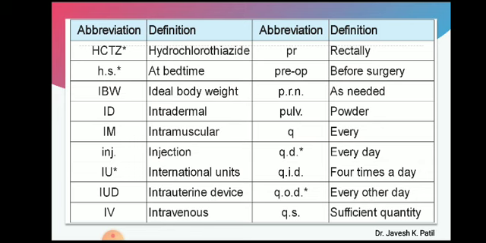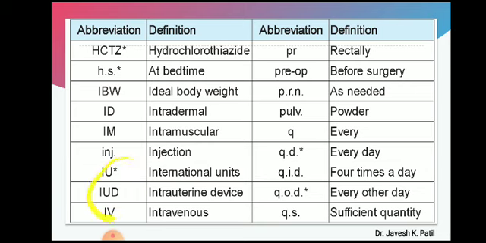Another abbreviations, many are there, we should go over all of them. HCTZ, hydrochlorothiazide, a drug which is there. Then at bedtime, H.S. Ideal body weight, IBW. ID, intradermal, this is a popular one, intradermal, intramuscular. INJ for injection. IU for international units.